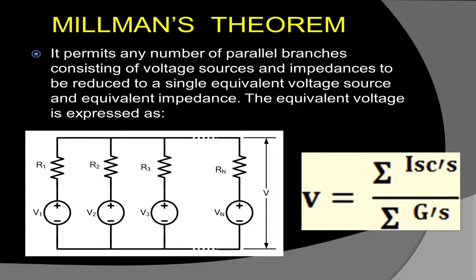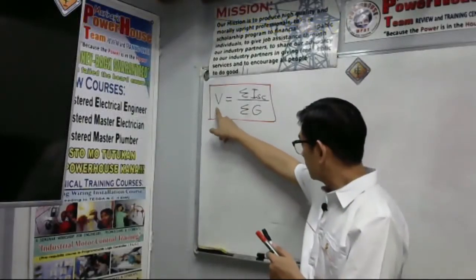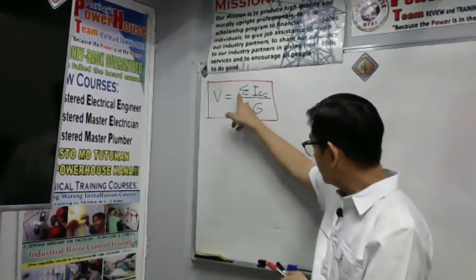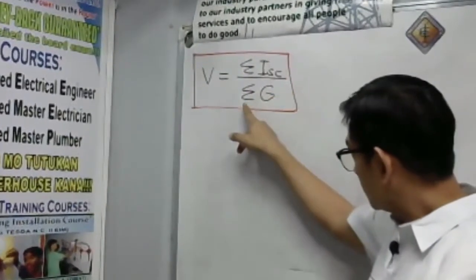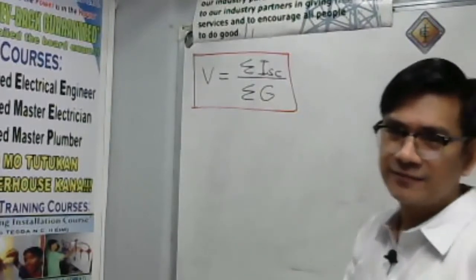And the voltage is expressed as, so let us call our voltage V. This is our voltage V, which is the common voltage, that is equal to the summation of the short circuit currents all over the summation of the conductances. For us to understand this, let's go to our first problem.